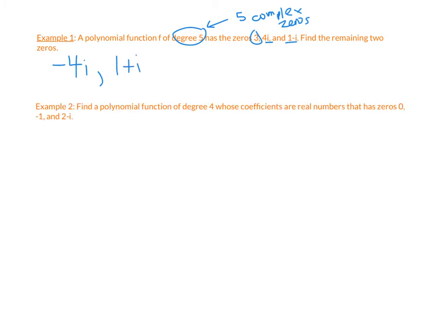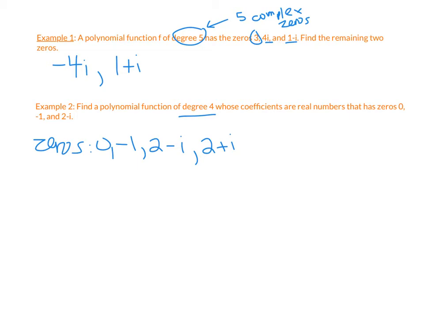In example number 2, we are trying to find a polynomial function of degree 4 whose coefficients are real numbers that has zeros of 0, negative 1, and 2 minus i. If you remember what I was just mentioning, degree 4 means that we have a total of 4 complex zeros. So we already know 3 of them, and 2 of them are real. One of them is complex. The other one is going to be the conjugate of 2 minus i, which is 2 plus i.